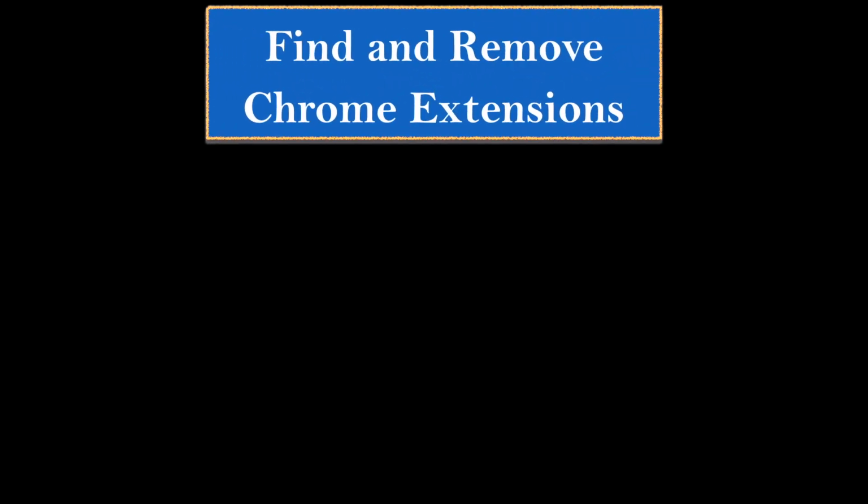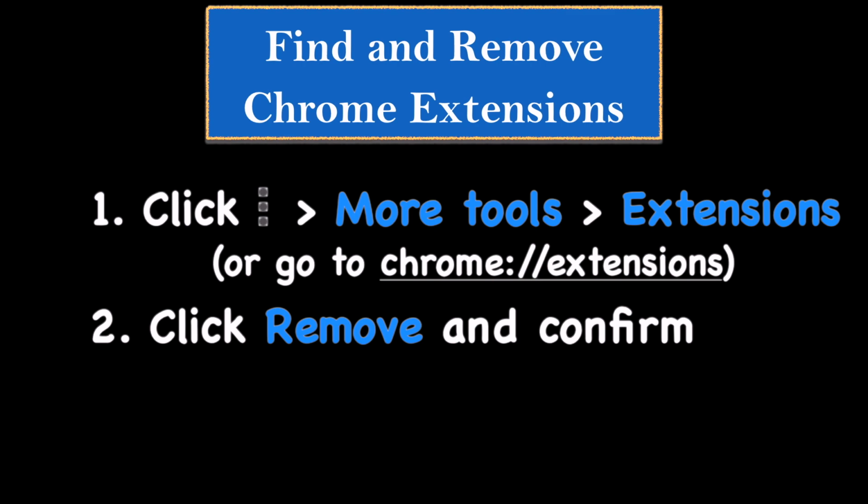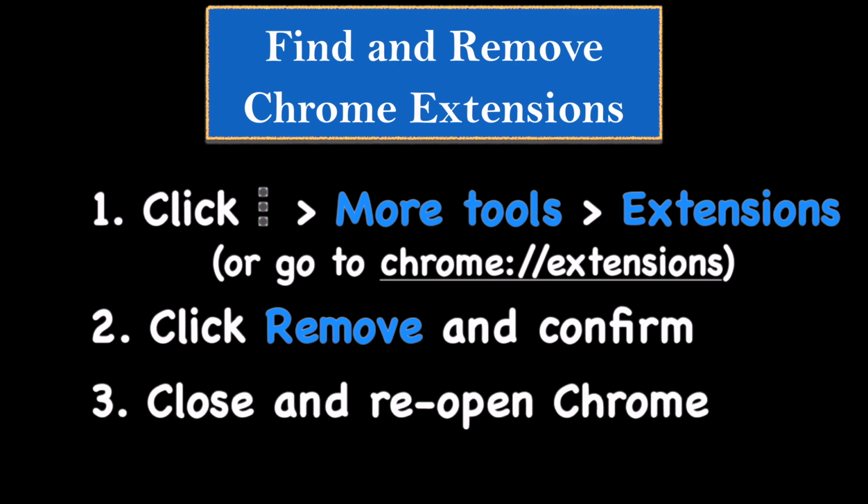So just to review, here's how you remove browser extensions in Chrome. Click the dots, then More Tools, then Extensions, or type chrome://extensions in the address bar and press Return. Then, click Remove for any unwanted extensions and confirm. And finally, close and reopen your browser.